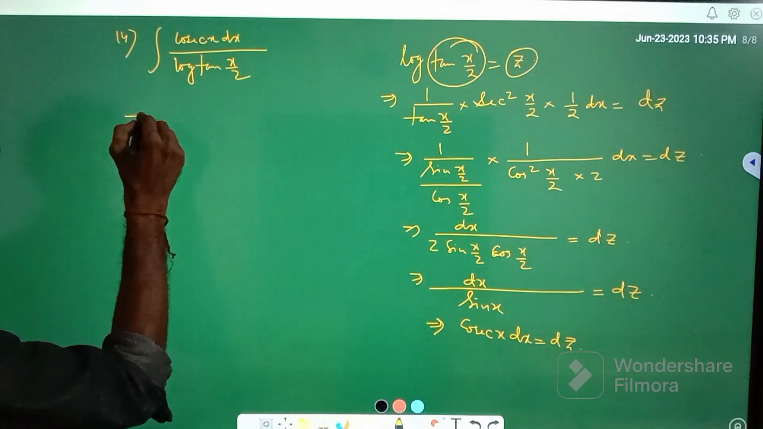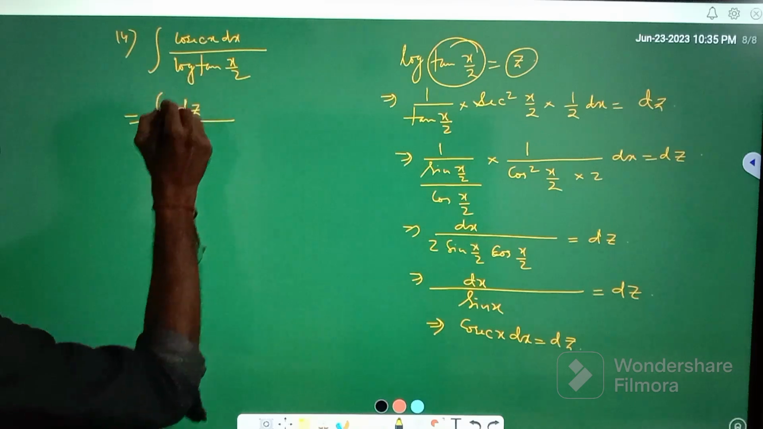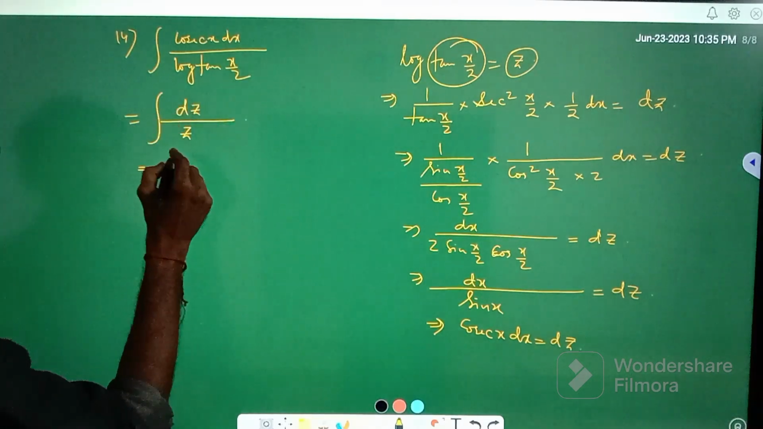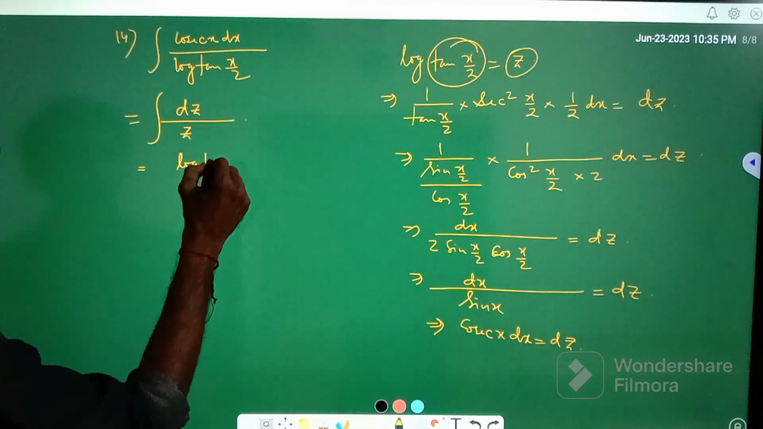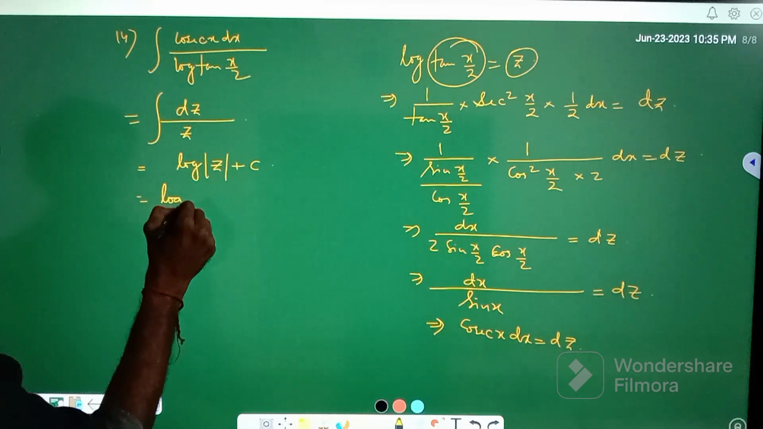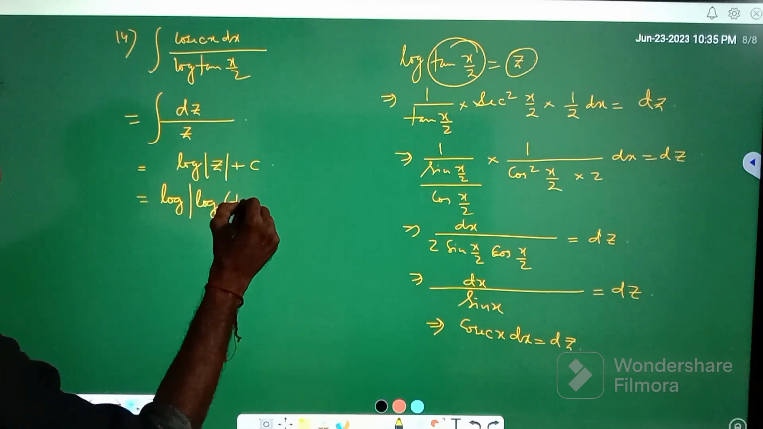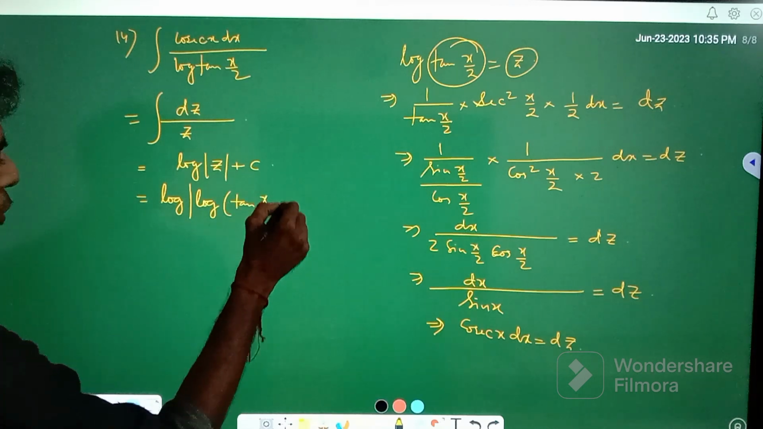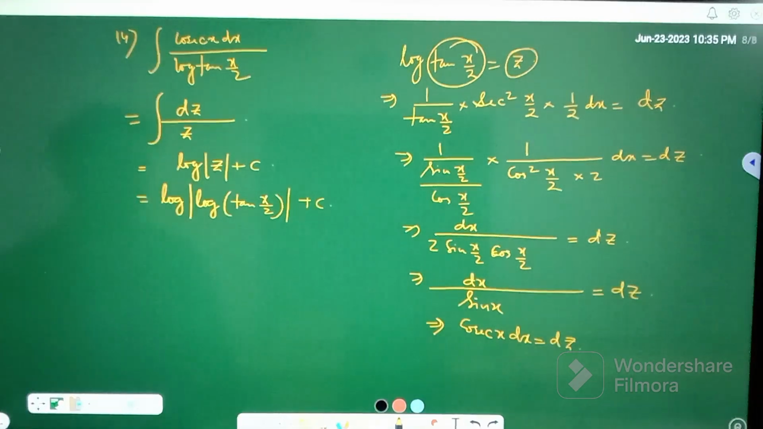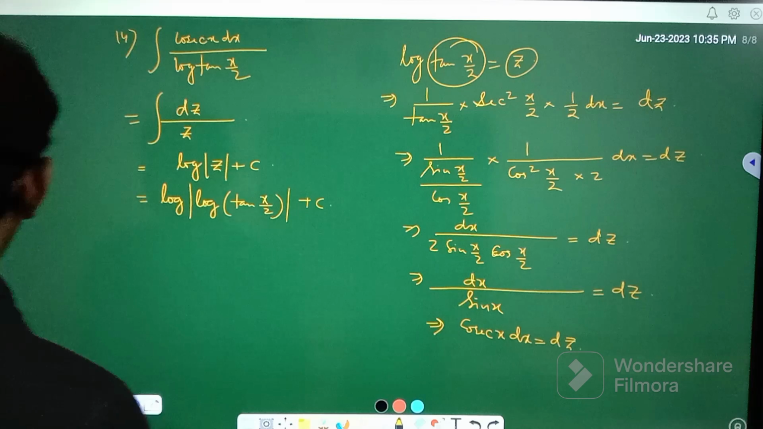Now you need to substitute cosec x dx as dz, and the lower part will be denoted by z. So the actual result will be the same, log modulus z plus c, and z is our log of tan x by 2. So the answer is log of tan x by 2 plus c. Okay, so that's our 14th problem.